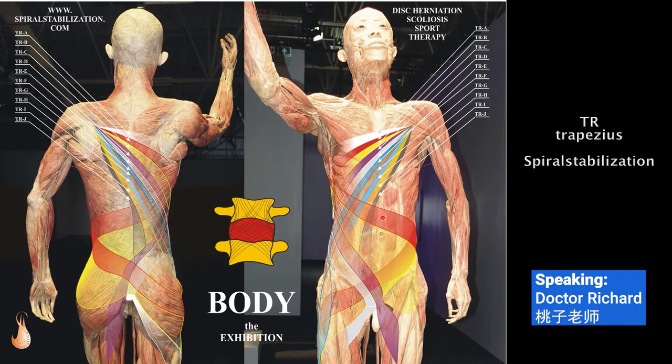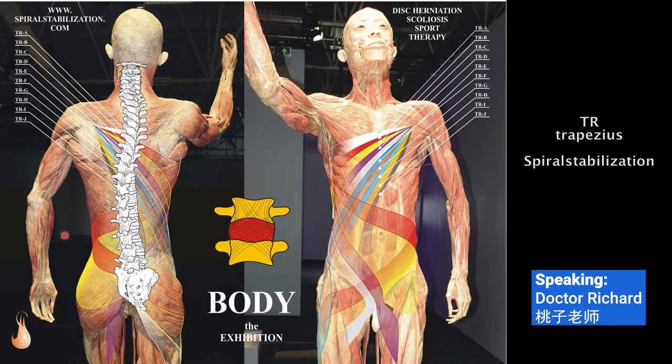Then the spine reacts to this spiral stabilization, the muscle corset that stabilizes the motion. Knowledge of the spiral stabilization gives us the possibility to create the shape of the spine. The shape of our spine is formed by the muscle system.